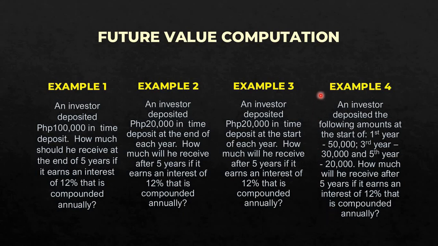So, dito naman for example number 4, yung deposit natin ay hindi uli isang bagsakan. So, yung deposit natin will be a series of deposits, which is 50,000, 30,000, and 20,000. Yun nga lang, yung timing ng mga deposits ay iba-iba. Yung una is at the start of first year, then yung pangalawa, start ng third year, and yung pangatlo is start ng fifth year. Pero yung question, ganun pa rin. Magkano ang marireceive natin at the end of fifth year? Kung ang mga deposits na gagawin natin ay tumutubo ng 12% interest that is compounded on an annual basis.